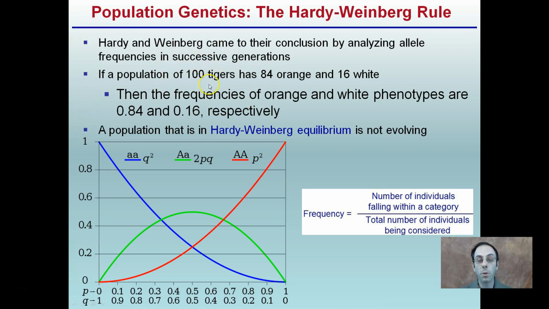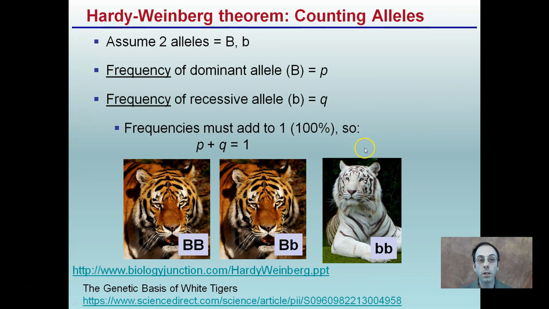In this case, it being 100 makes it very easy, but if this number was to differ, you take your individuals, divide it by the total. So let's get to an example. Assuming 2 alleles, big B and little b. The dominant allele is going to be, of course, big B. Recessive allele is going to be little b.